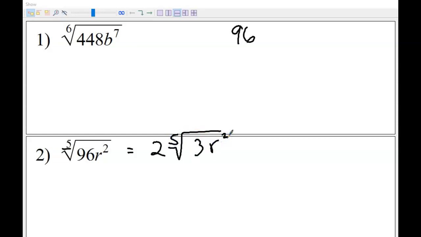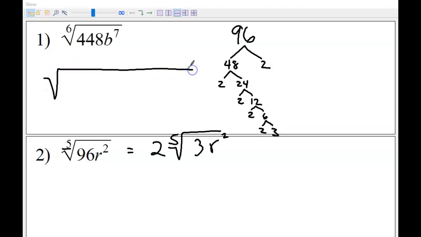3r squared. Okay. So wait a minute. I just told somebody they were right, but I think it's a 3, not a 6. So let's see why. You want to break down your 96. That's 48 and 2. 48 goes into 24 and 2. That then goes into 12 and 2. And that goes into 6 and 2. And that goes into 3 and 2. Which gives you 2 times 2 times 2 times 2 times 2 times 3 times r times r. 1, 2, 3, 4, 5 2s.